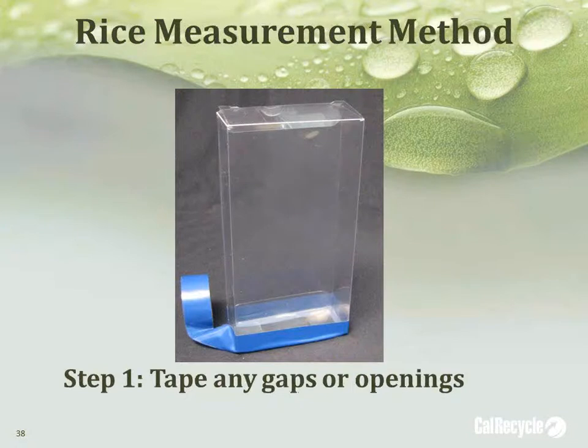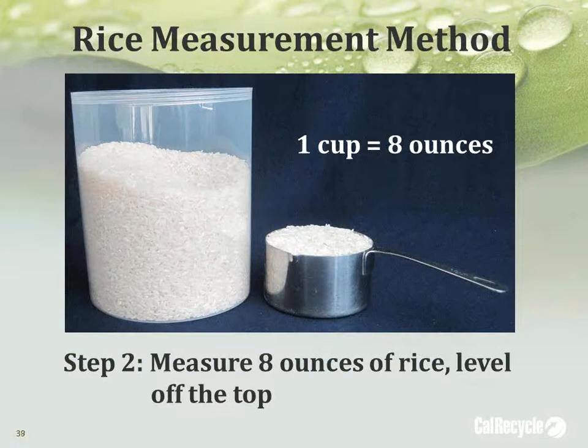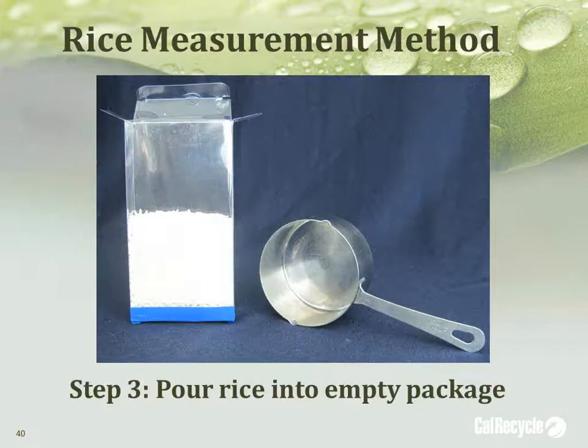First, you will need to tape any gaps or small openings that may allow rice to slip through. Next, using a standard kitchen measuring cup, measure 8 ounces of rice and level off the top. 1 cup is equivalent to 8 ounces volumetric capacity. Finally, pour the rice into the empty container. Be sure to fill in all the crevices.